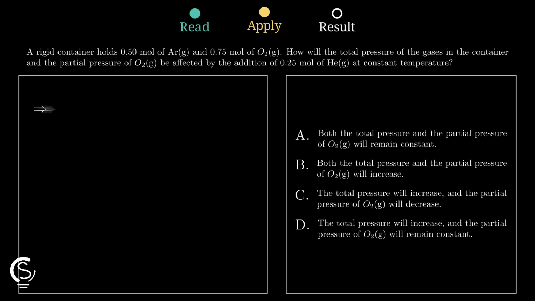Next, we check the partial pressure of oxygen. Since the volume and temperature are constant, the number of oxygen molecules stays the same, meaning their individual pressure does not change at all.